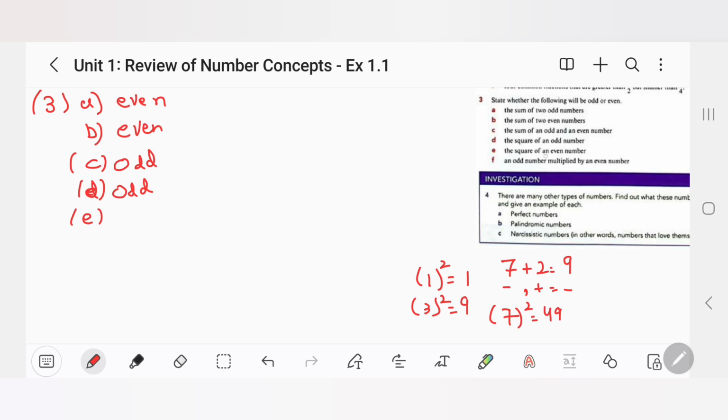Okay, then we have the square of an even number. 2 square is 4, 4 square is 16. So all the patterns are showing me even.